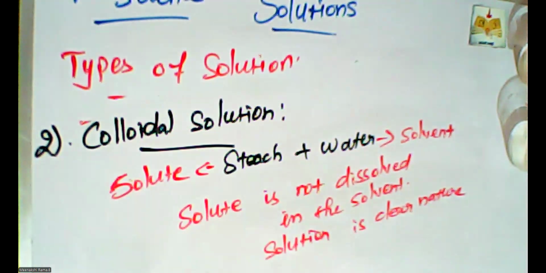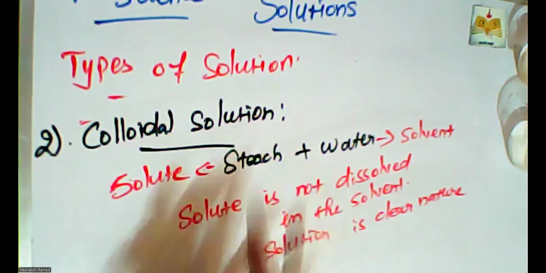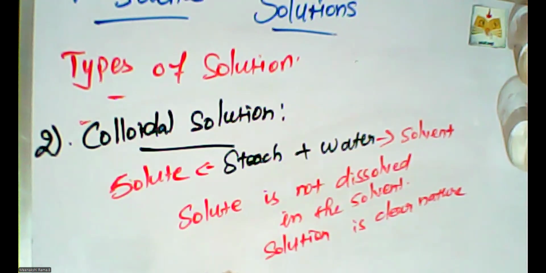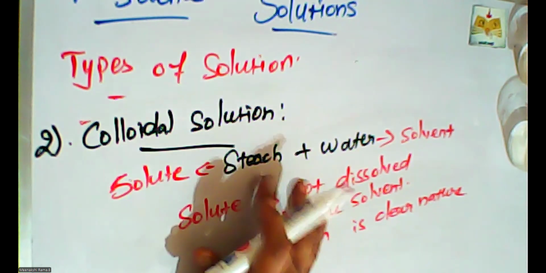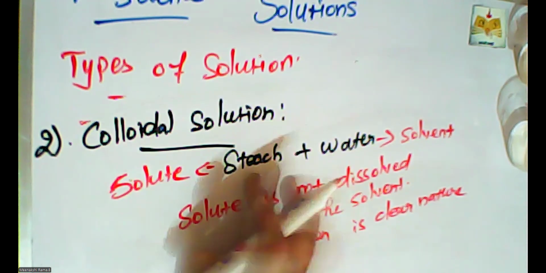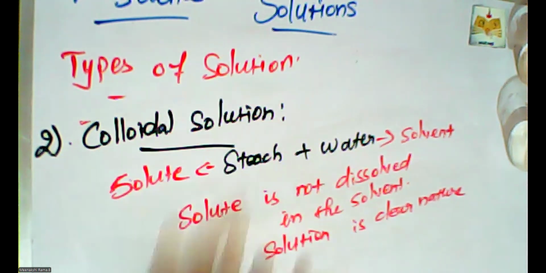So in a true solution, the solute is completely dissolved. So it was very clear, and that solution is called a true solution. The second category is the colloidal solution. Colloidal solution means, for example, I took some amount of starch, it's the solute, and water is the solvent. The solute is not dissolved in the solvent. So it looks cloudy in nature. This kind of solution is called a colloidal solution.